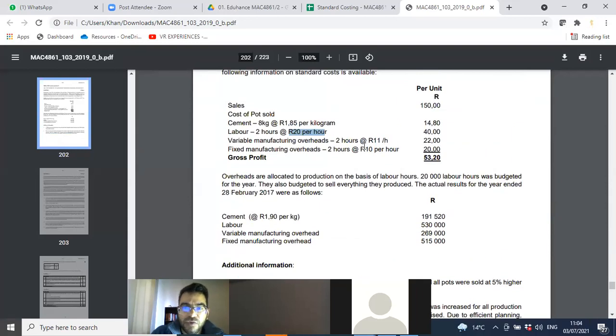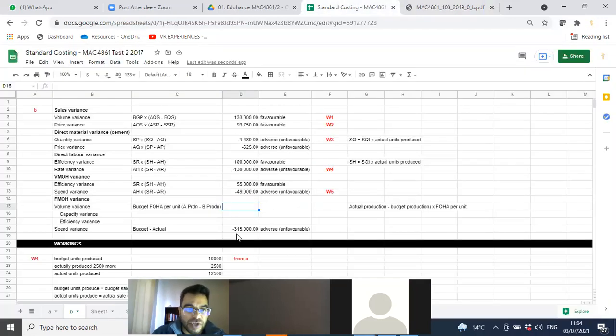So remember, the fixed overhead rate is 10 Rand. Fixed overhead applied is 20 Rand per unit. So we're going to plug in the budgeted fixed overhead per unit, 20 Rand, multiplied by actual production, 12,500, minus budgeted production, 10,000. So we produced more than what we budgeted for, so we expect a favorable volume variance.